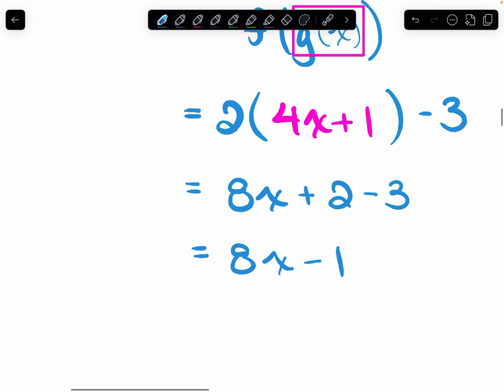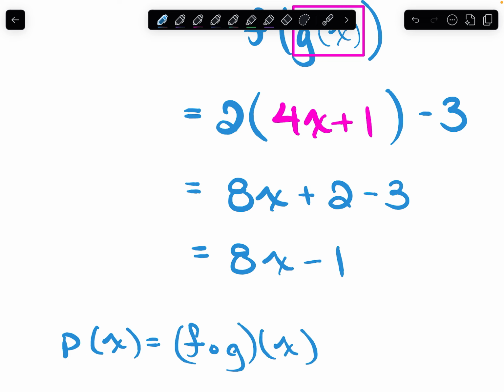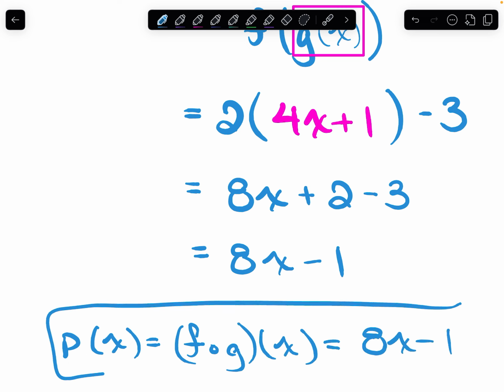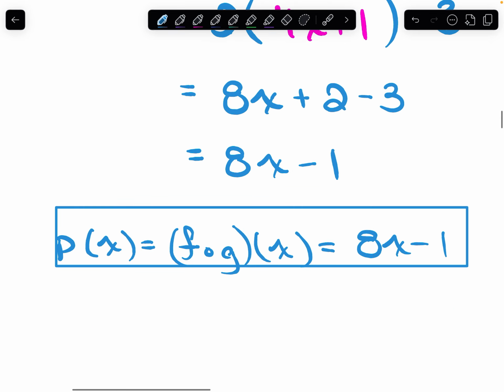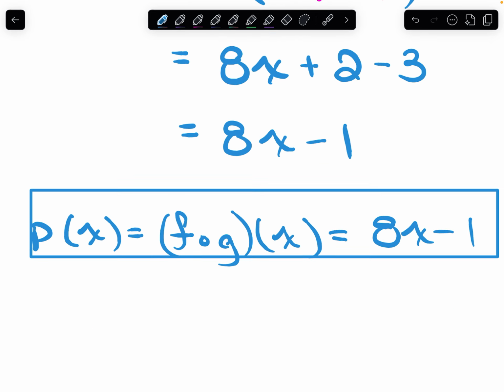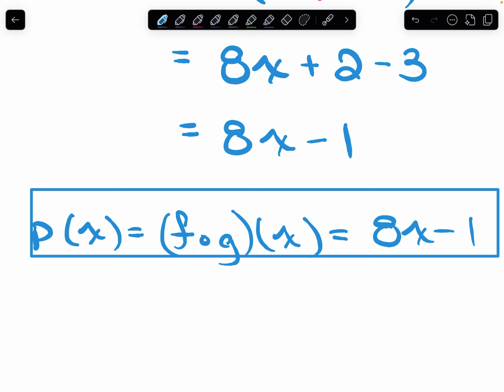So this is our function, which I called p of x, or you could call it f of g of x. So there's our function. All right, we were also asked to give the domain. So remember, domain: denominators, square roots, and logs. If we look at our function f of g, it has no denominators, no square roots, and no logs. So that means the domain is going to be all real numbers.